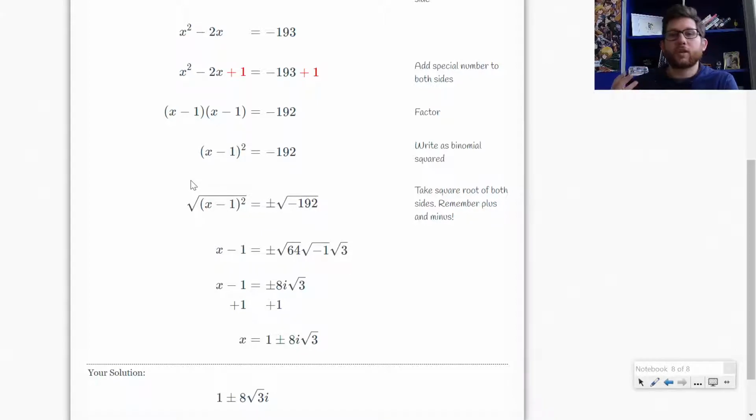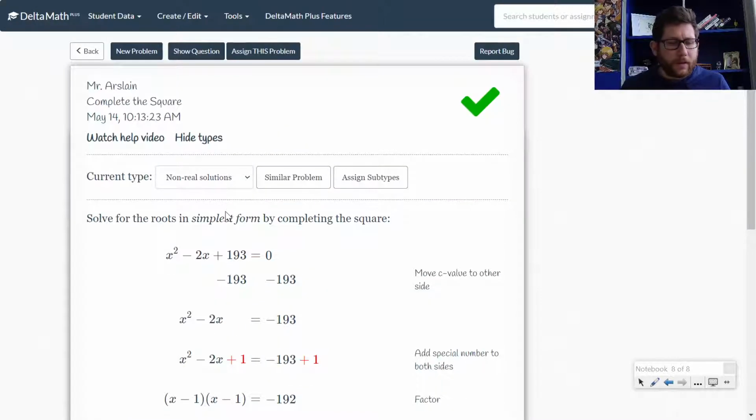Sometimes you'll get imaginary numbers, sometimes you'll get radicals, sometimes you'll even get some whole numbers that work out really nicely, some integers. So anyways, let me know if you have any questions. Feel free to reach out. But this wraps up my video on completing the square here in DeltaMath.